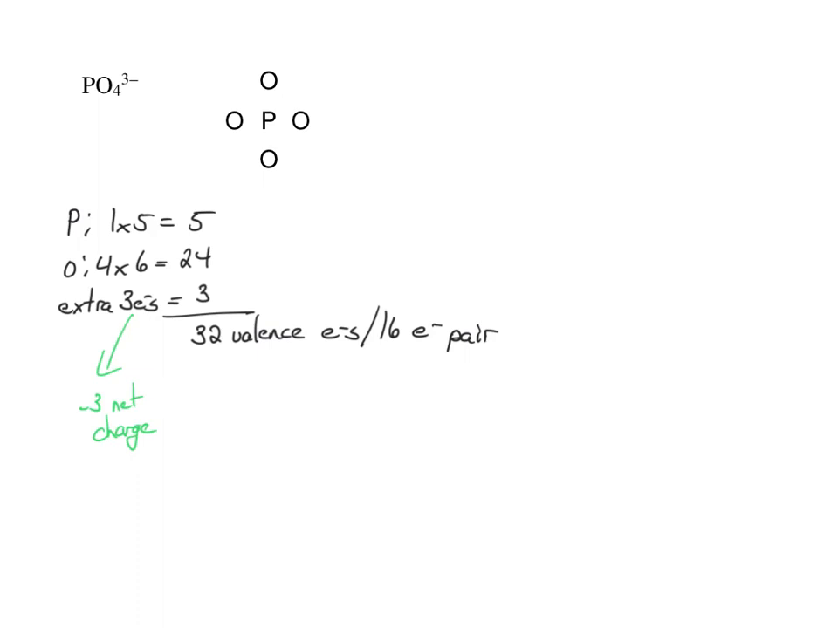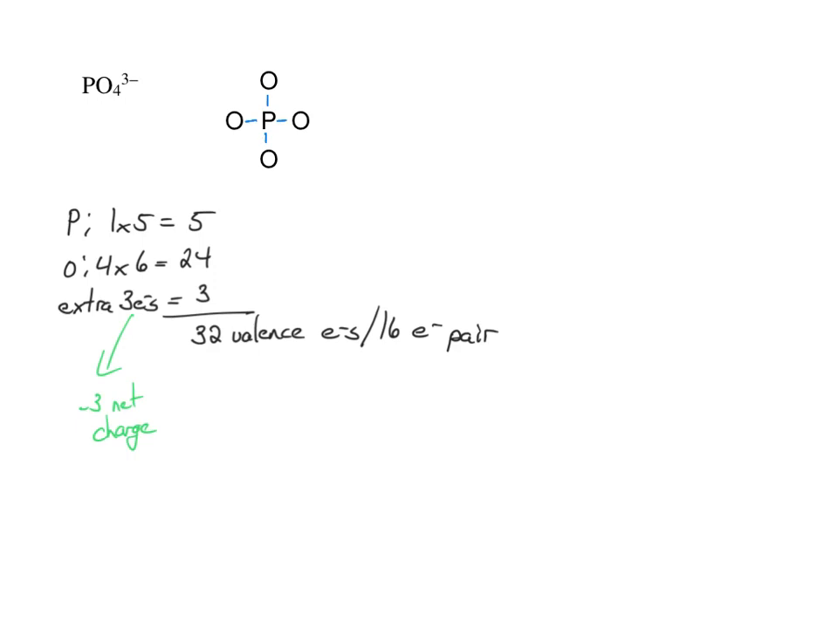When we count up the valence electrons on the phosphate ion, we need to account for the fact there's a net -3 charge. The net -3 charge indicates that there's 3 extra electrons that we need to add to the total. So when we're totaling our valence electrons, we have 1 phosphorus atom. It will contribute 5 valence electrons. 4 oxygen atoms. Oxygen's in group 6, so each oxygen is going to contribute 6 valence electrons, a total of 24. And we add on the extra 3 electrons from the net -3 charge. So we have a total of 32 valence electrons, 16 electron pairs.